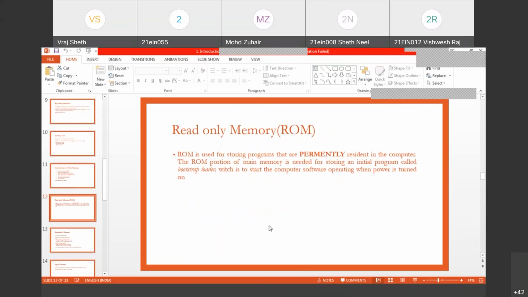Then we have ROM. ROM is used for storing programs that are permanently resident in the computer. Whenever we press the power button, the first thing to be done is that the operating system is loaded onto the system. The ROM is responsible for that. The ROM portion of the main memory is needed for storing an initial program called the Bootstrap Loader. The Bootstrap Loader starts the computer's operating software when power is turned on.